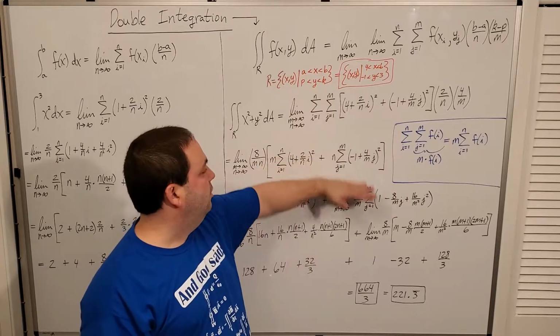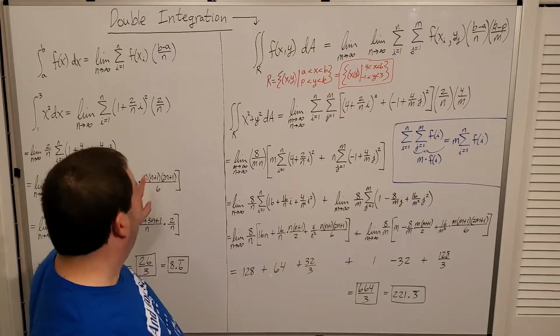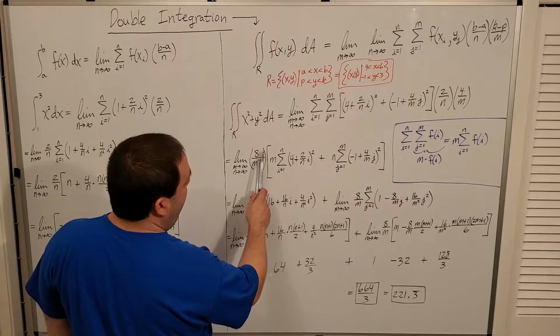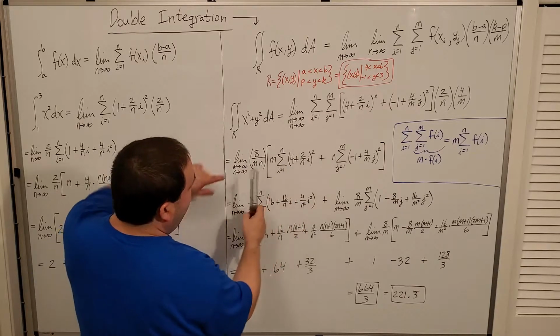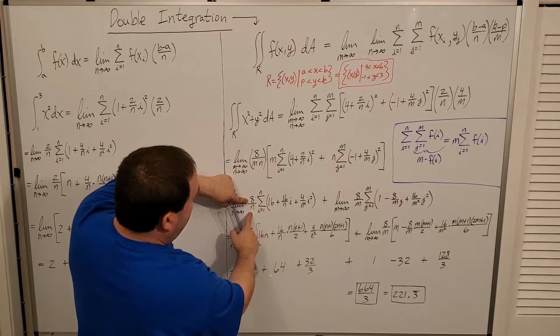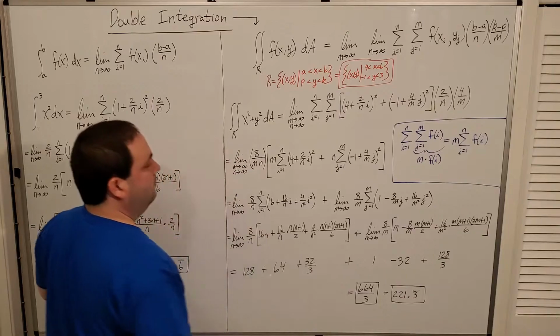Well, now these two are just separate single sums that are very similar to the one that we did over here. I'm going to multiply and distribute the 8 over MN to each one of these two. And when I do times M, I just get 8 over N. And when I do times N, I just get 8 over M.